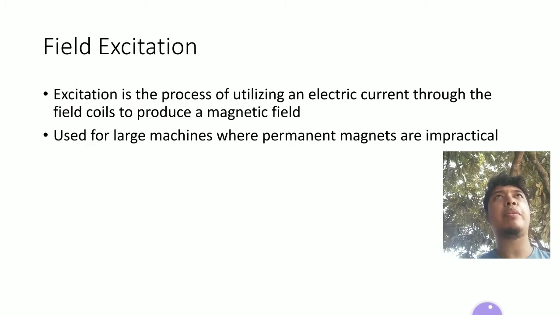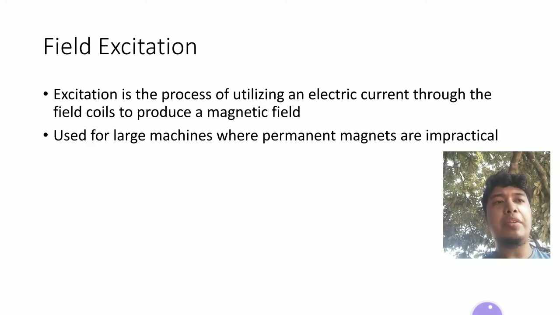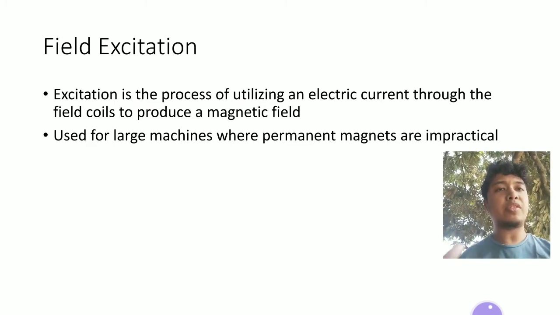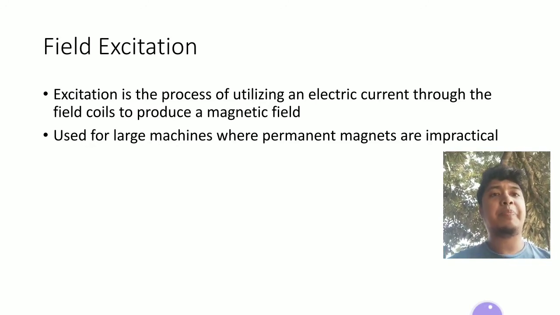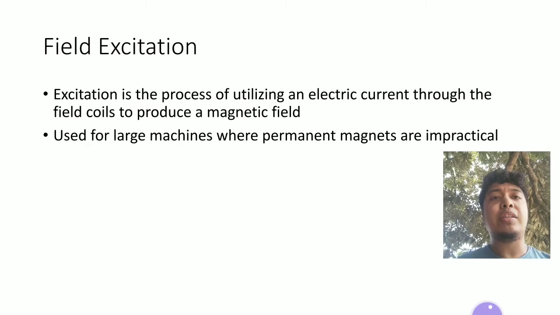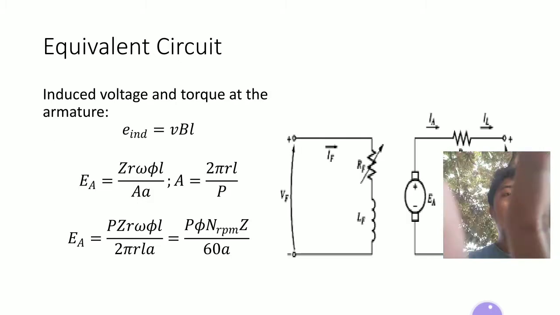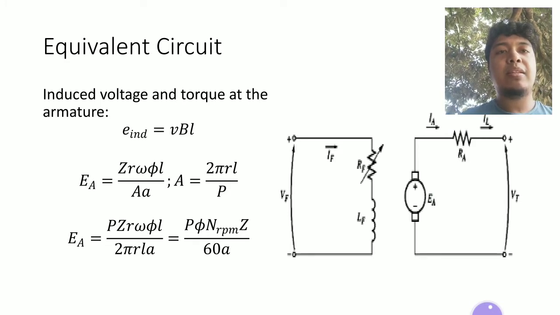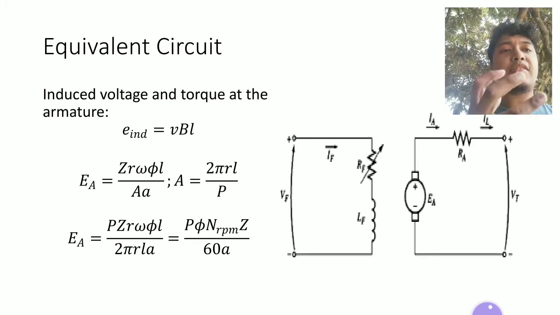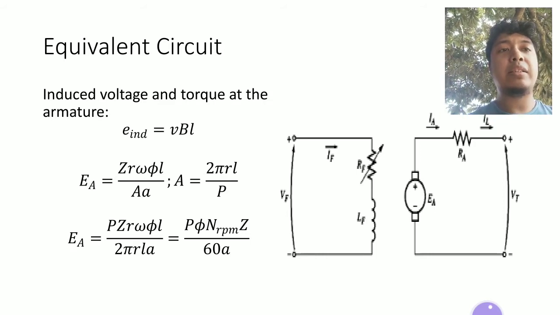So maglalagay ka sa kanya ng current, and then dahil dun sa current na nagpo-flow dun sa coil, meron kang induced magnetic field. So that's called excitation. Okay. So this is your equivalent circuit for what's this? A DC generator. So this is a separately excited DC generator.